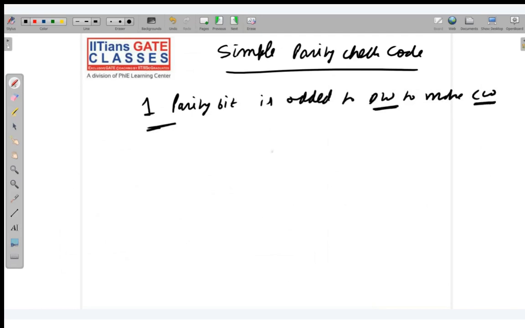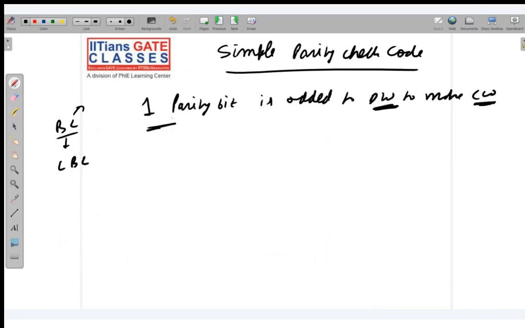We are studying block coding only, na? First of all, we have studied block coding, and then I have given you an idea of linear block coding. Linear block coding is a special type of block coding. In block coding, we are dividing the data into fixed size parts called blocks or data words. Now we add some redundant bits or extra bits to it to make the code word.